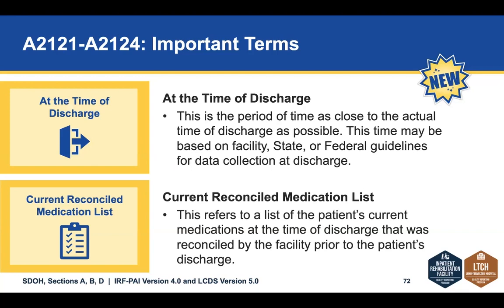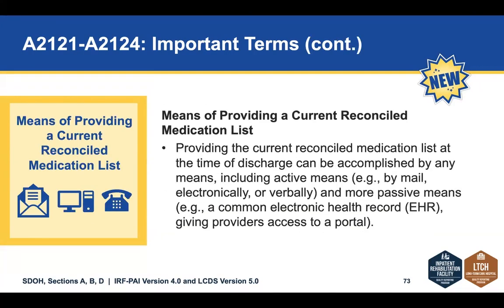Current reconciled medication list refers to the current list of patients' medications that were reconciled by the facility prior to the patient's discharge. Means of providing a current reconciled medication list refers to the ways a reconciled medication list can be provided at the time of discharge. This can include both active and passive means. Active means could be via email, electronically, or verbally. Passive means could be via upload to a common electronic health record, or EHR, or provider portal.